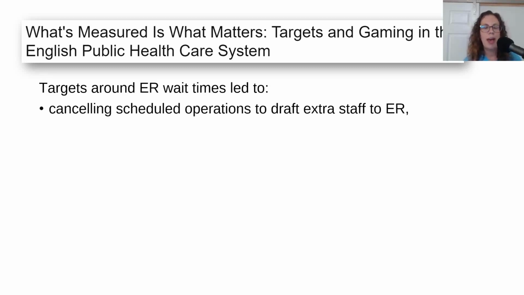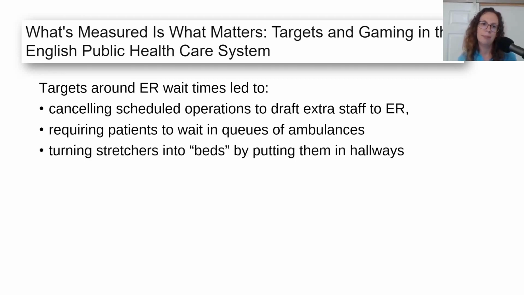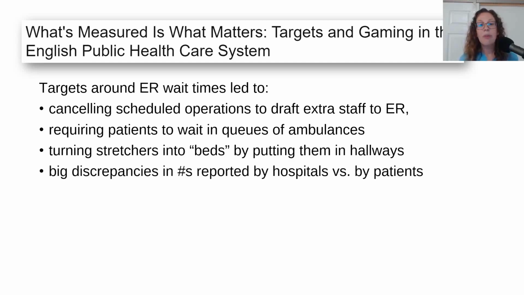However, this led to canceling scheduled operations to draft extra staff into the ER. So if they felt like there were too many people in the ER, they would just start canceling operations so they could get more doctors. Requiring patients to wait in queues of ambulances because time waiting in an ambulance didn't count towards your ER wait time. Turning stretchers into beds by putting them in hallways. And there were also big discrepancies in the numbers reported by hospitals versus by patients. If you ask the hospital on average, how long are people waiting, you get a very different answer than when you ask the patients, how long did you have to wait?